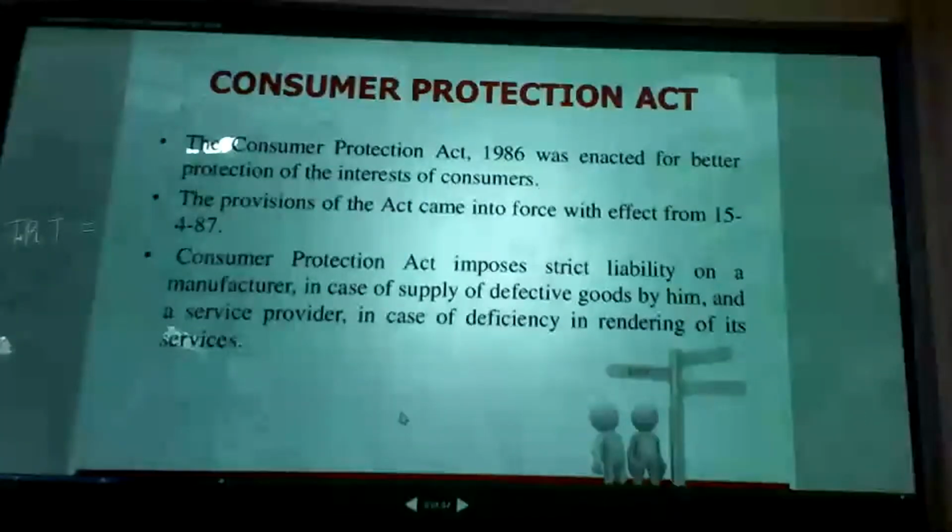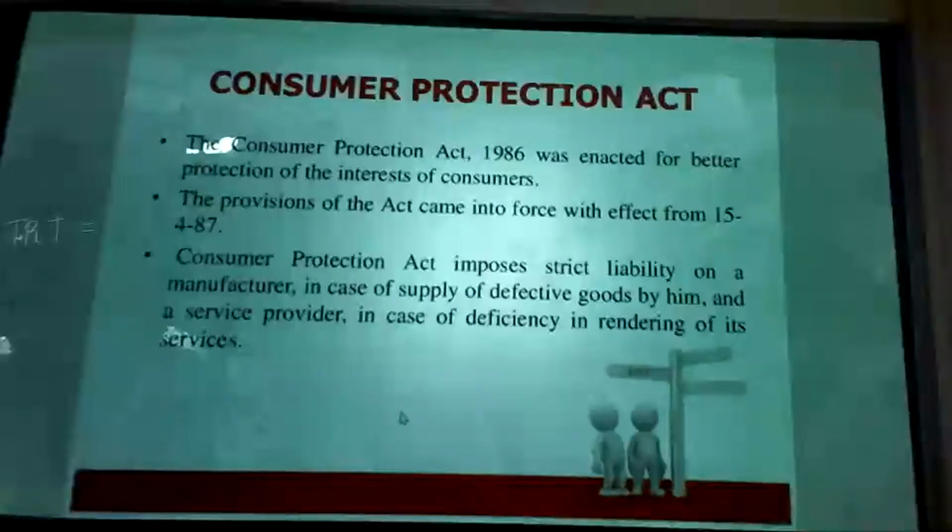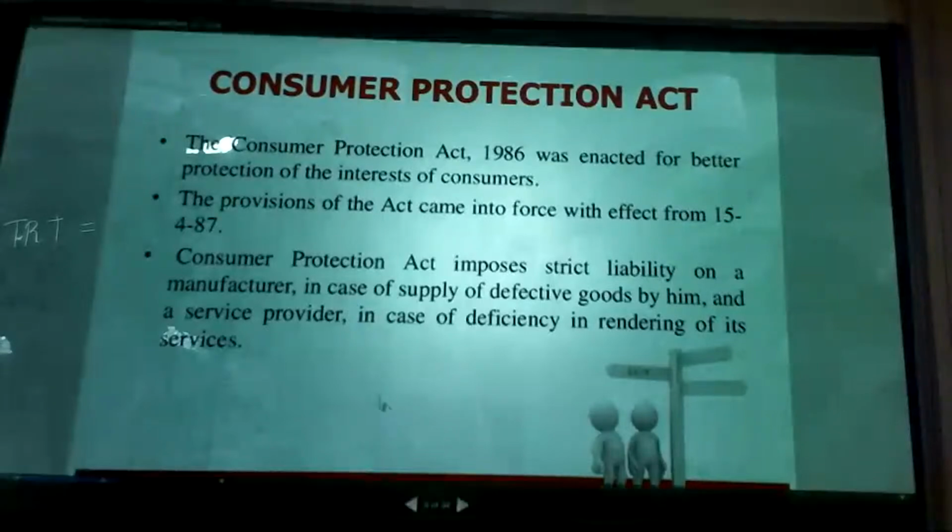So the Consumer Act imposes strict liability on manufacturers or suppliers of defective goods, or on service providers. I already told you it strictly gives guidelines only to the manufacturer and service provider. For example, if they are doing business, meaning they are selling goods and services, it impacts not only the manufacturer but also the service provider. So that is another one.